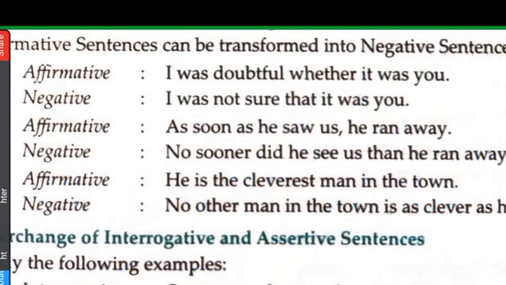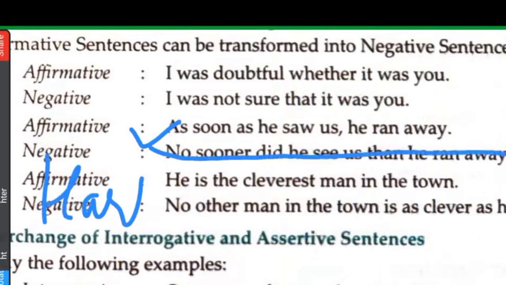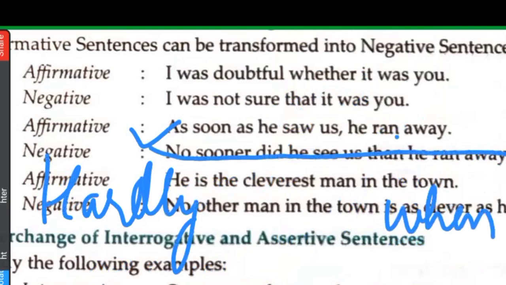Now I would like to tell you that as soon as can be changed into some other forms as well. Not only no sooner, but it can be changed into hardly. But with hardly, we use not then, but when. The rest of the change will remain the same.